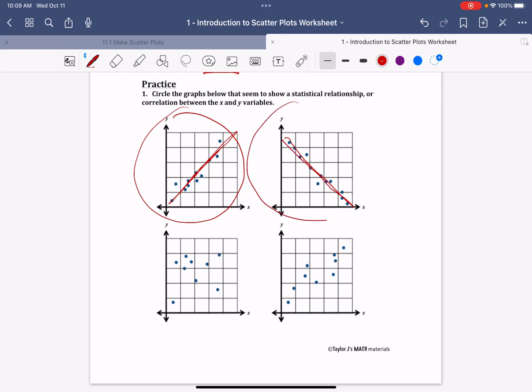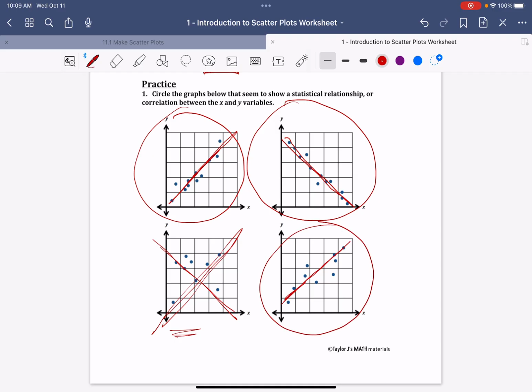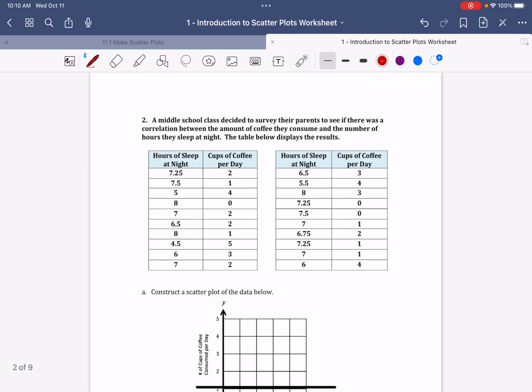They're in a pattern. This third one over here, this bottom left one right here, does not have a correlation because the dots are kind of just scattered everywhere. And the fourth one does have a correlation. You can predict where the dots are going, and it has a pattern. So 3 of them have a correlation. This bottom left one does not.